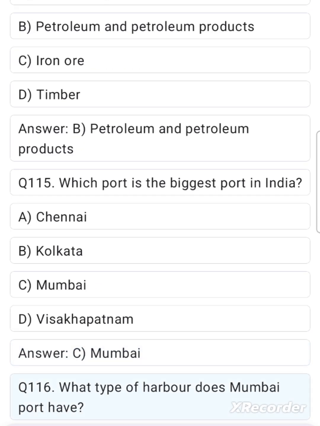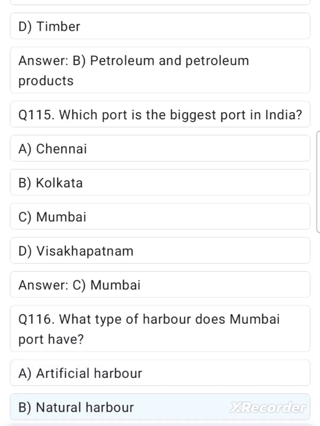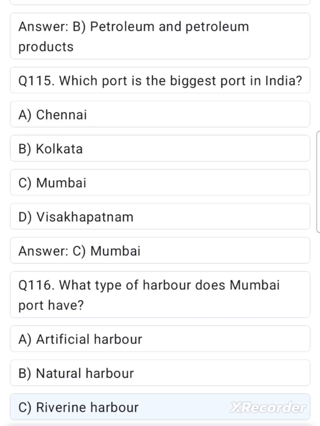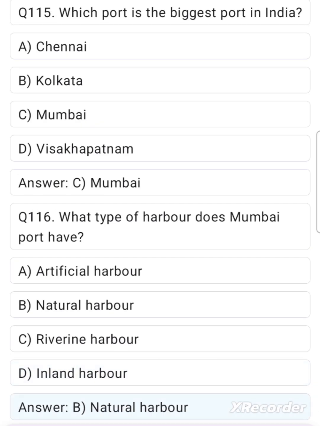Q116. What type of harbor does Mumbai port have? A. Artificial harbor. B. Natural harbor. C. Riverine harbor. D. Inland harbor. Answer B. Natural harbor.